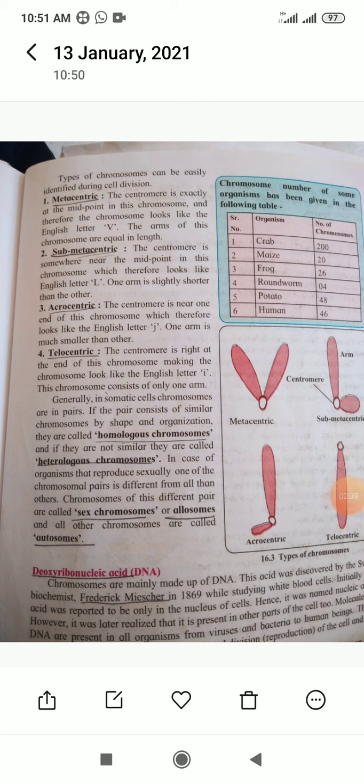Submetacentric. In this, the centromere is near the midpoint, and therefore one arm is slightly shorter than the other, and that's why it looks like the English letter L.